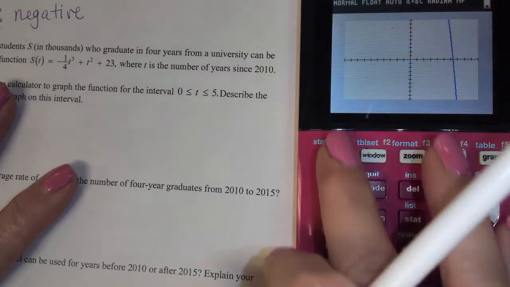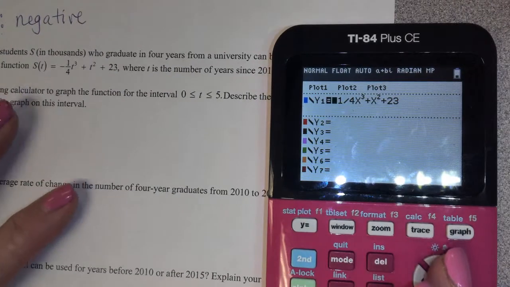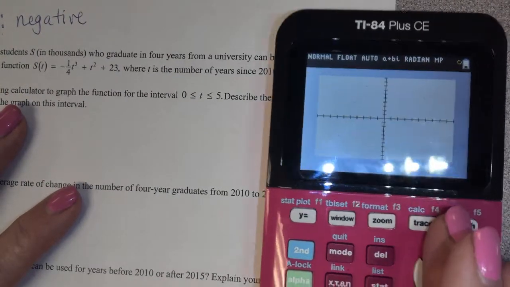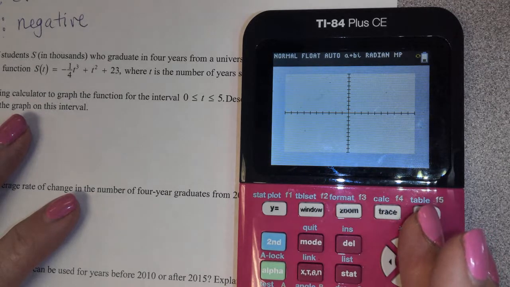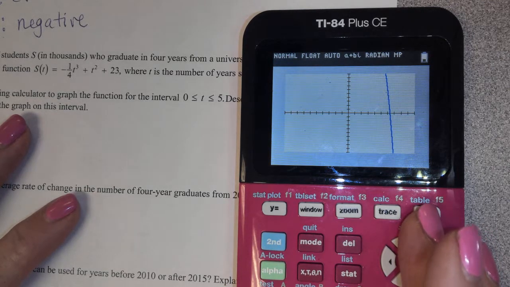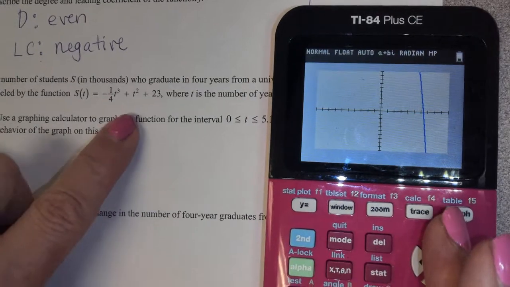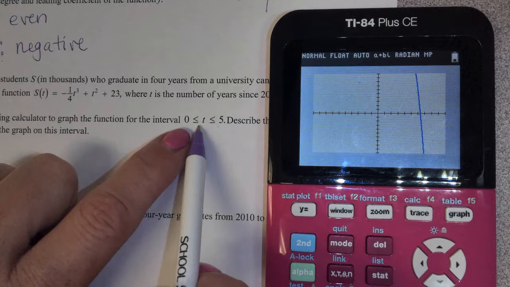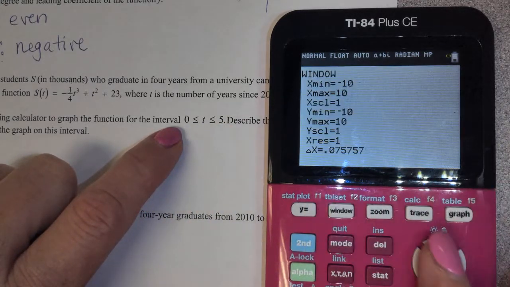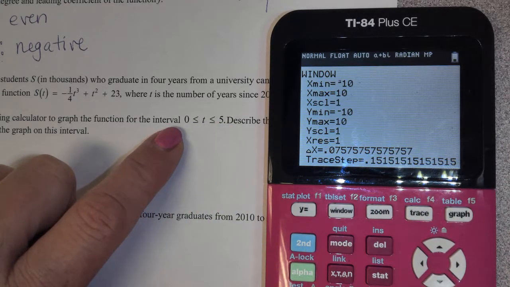All right, you guys don't need to type it in. I've already got it in here. I did a zoom 6. Here's the way it looks. All I'm seeing is that much of it. Now, how is it telling me? It's telling me that this only works between 0 and 5. So I'm going to set my window to just go from 0 to 5.